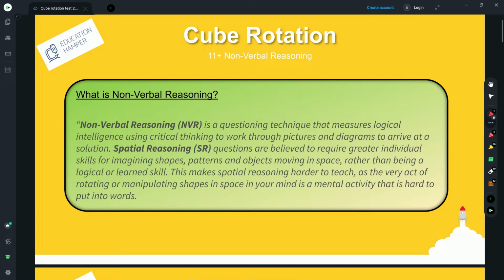So here's a summary of what verbal and non-verbal reasoning is. Non-verbal reasoning is a questioning technique that measures your logical thinking. So here we'll be running through cube rotations. We'll have examples of a cube and we'll have to choose the best option to represent one of the sides of the cube. For any further details, please link back to part 1 of these exercises, but let's kick on through these questions.